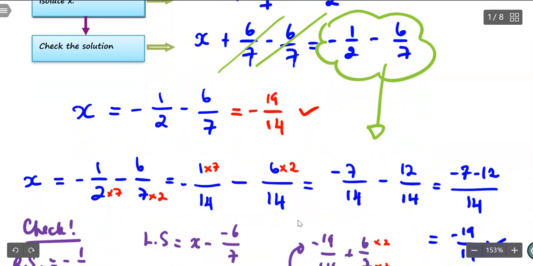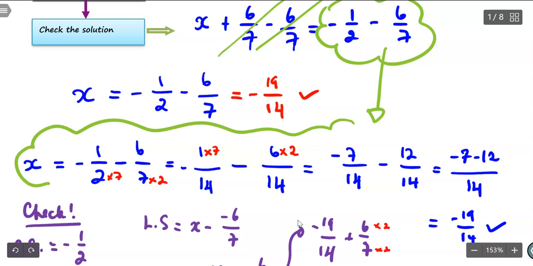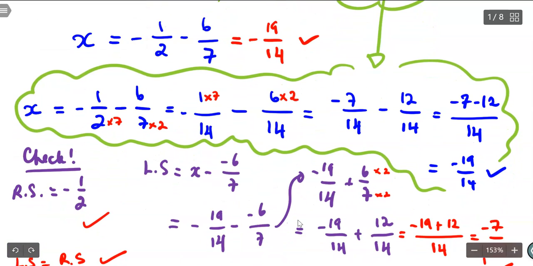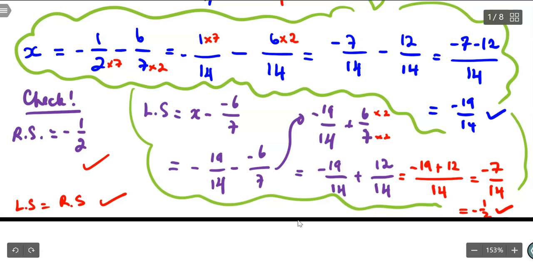And if you don't want to use a calculator, you can work with this method. That means you can go ahead and apply your lowest common denominator skills, take all the equivalent fractions, and then in the end, we still have the same answer as the one we got. Okay, and then we double check, and we know that the left-hand side equals the right-hand side.